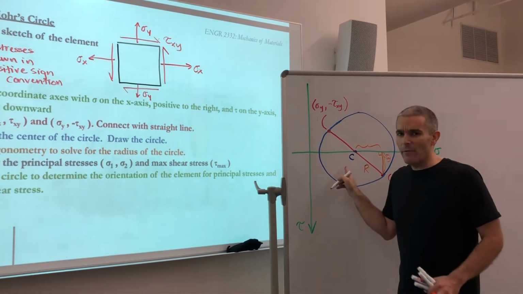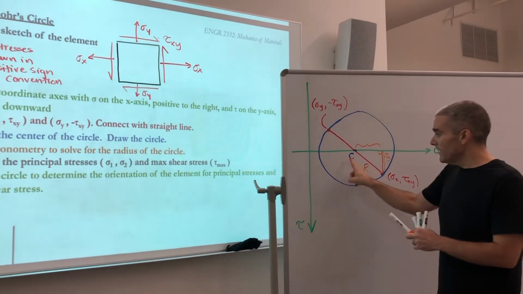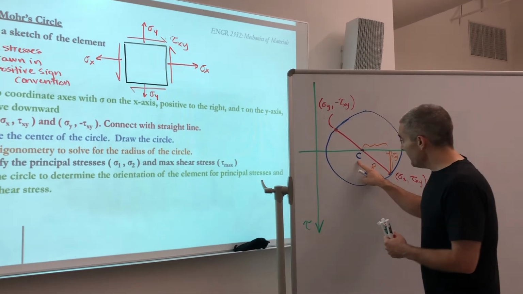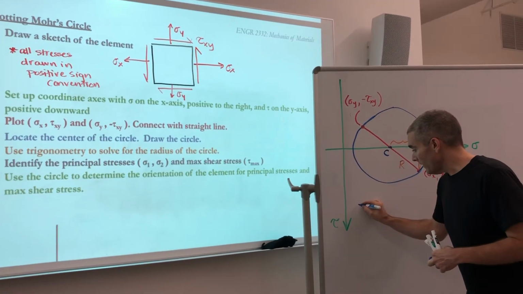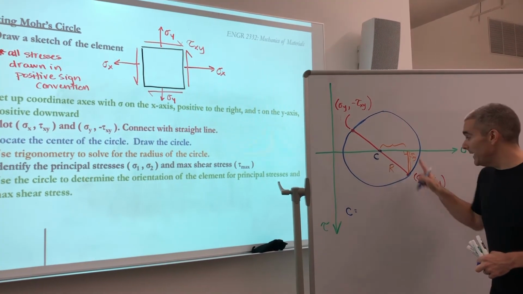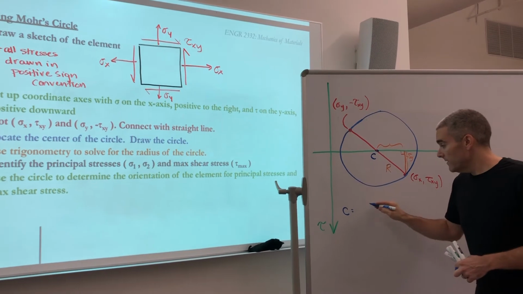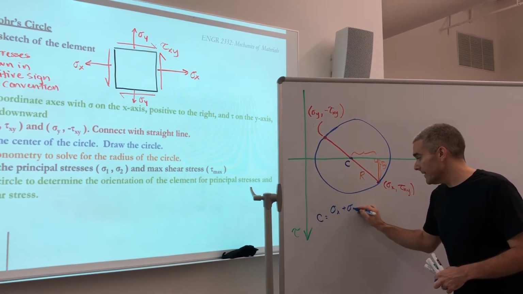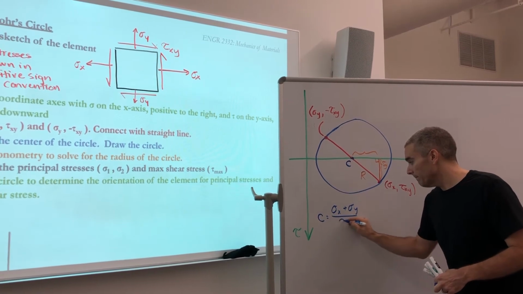Well, I haven't figured out what the center is. So let's go one step back and figure out what the center is. I see my center is halfway between these 2 points. So that's going to be the average of sigma x and sigma y.